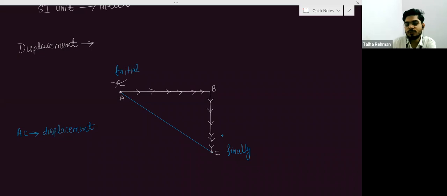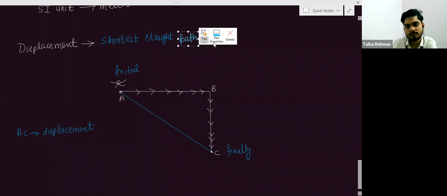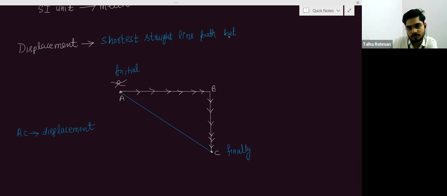So for displacement, you can write: displacement is the shortest straight line path between the initial and final position. So this AC will be your displacement.